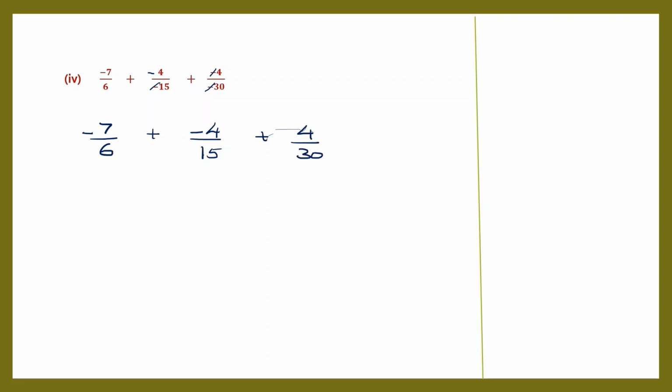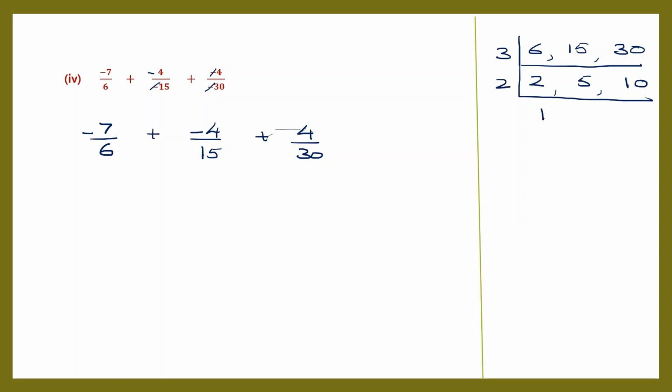So now as you can see, the denominators are all different. So we need to find the LCM of the denominators. So let's do that. 6, 15 and 30. So let's divide with 3. Starting with 3. 3 2s are 6, 3 5s are 15, 3 10s are 30. We can now continue with 2. 2 1s are 2, bring down 5 as it is, 2 5s are 10. So let's use 5 this time. So 5, I bring down 1, 5 1s are 5, 5 1s are 5.